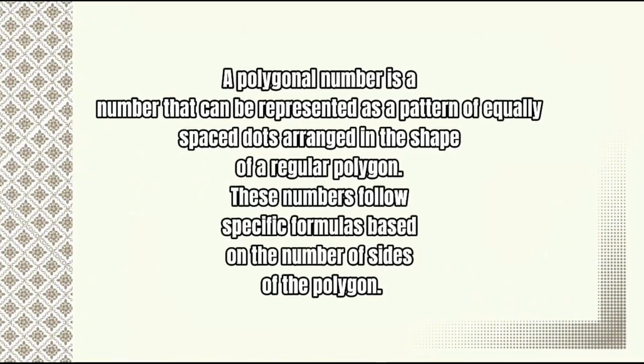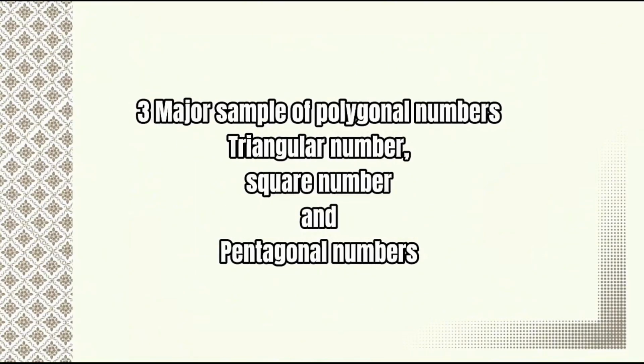This is Alizir Tomas Gihal again, and I'm going to explain to you guys what polygonal numbers are. A polygonal number is a number that can be presented as a pattern of equally spaced dots arranged in the shape of a regular polygon. This number must follow specific formulas based on the number of sides of the polygon. But we have three major examples of polygonal numbers: the triangular number, square number, and pentagonal number.